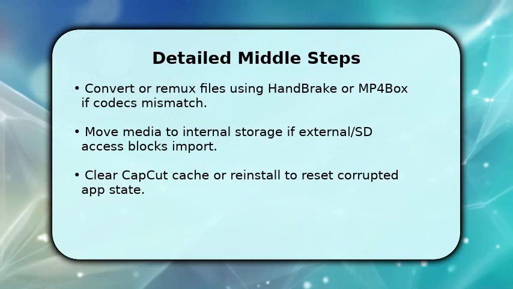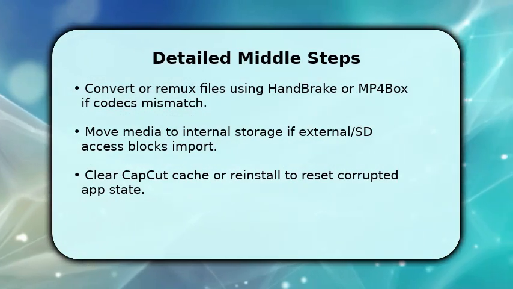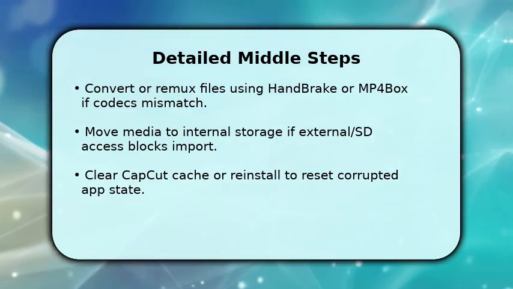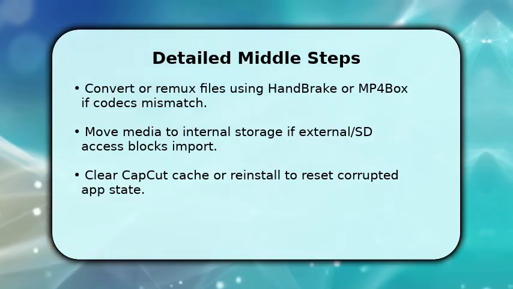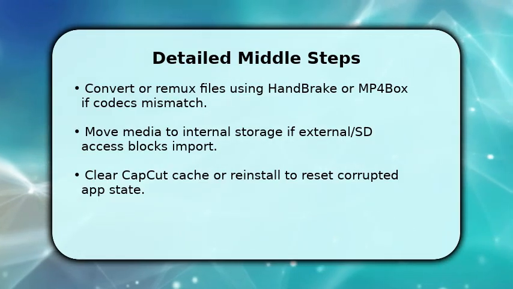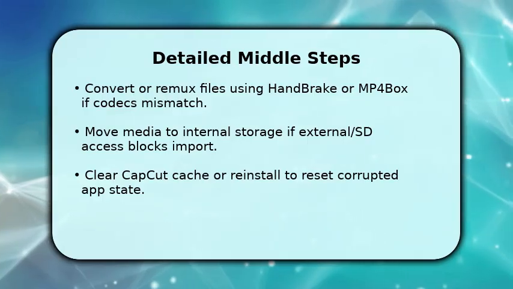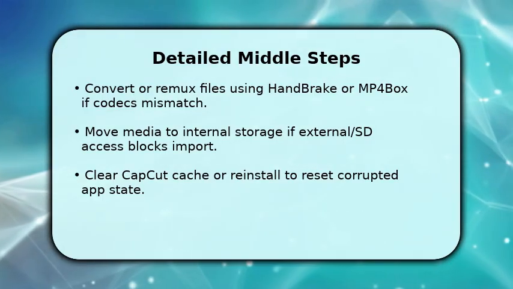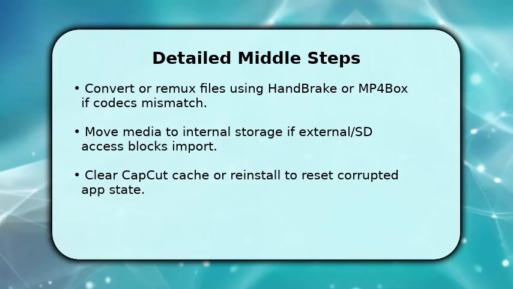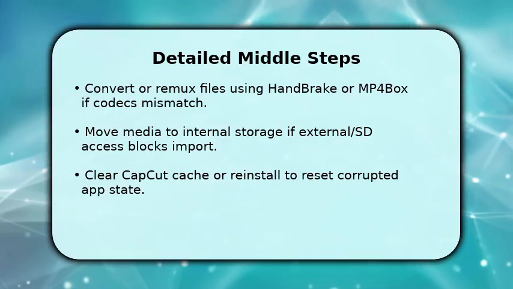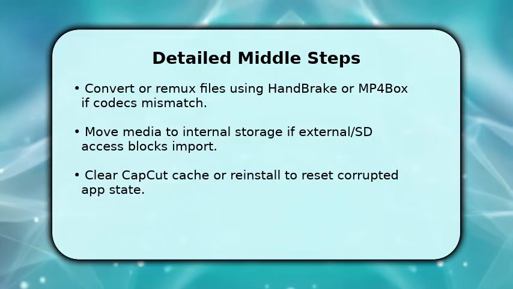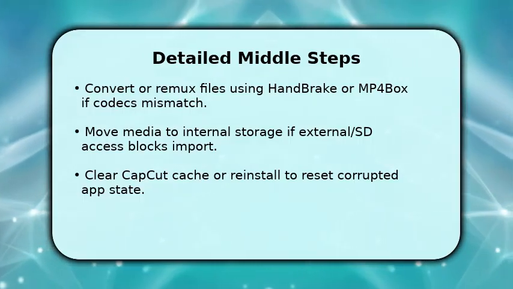If basic checks fail, you need to address codecs and storage locations. Use HandBrake or a simple remux tool to convert videos to H.264 MP4 so CapCut can decode them. This resolves most silent failures. If your files are on an SD card or external drive, move them to internal storage because permission limits often block imports. Also clear CapCut's cache and app settings, and if necessary, reinstall the app to remove corrupted configs. Then try the import again.